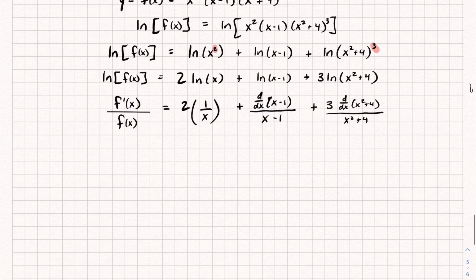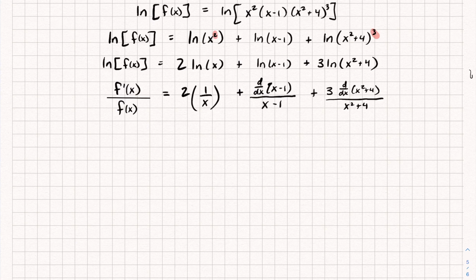And then now I'm going to go through and derive and simplify the tops. So I have on the left, f prime over f of x, which just drops down. 2 times 1 over x is just 2 over x. The derivative of x minus 1 is just 1. 3 times the derivative of x squared plus 4. That derivative is just 2x.